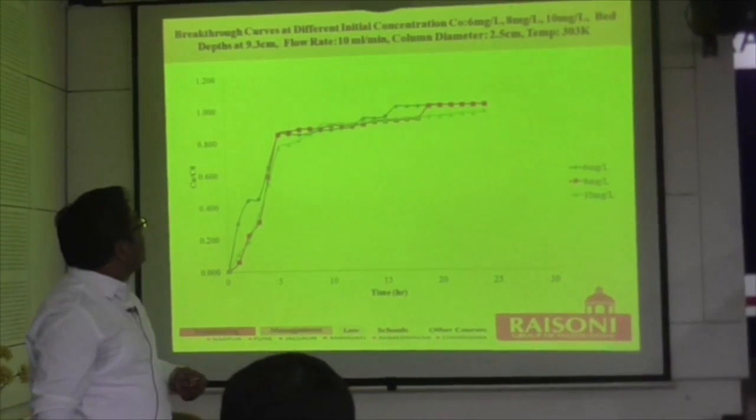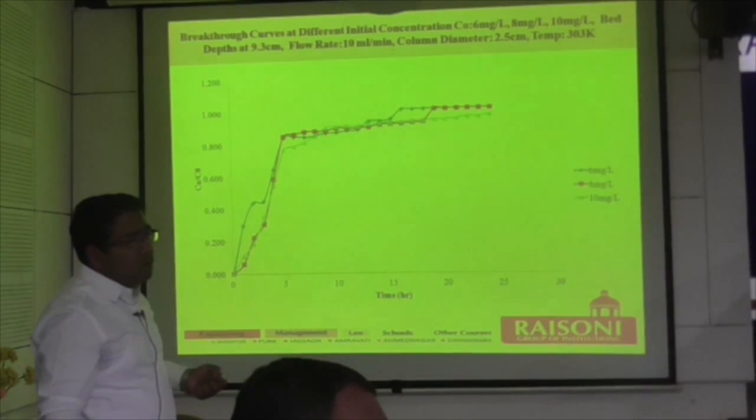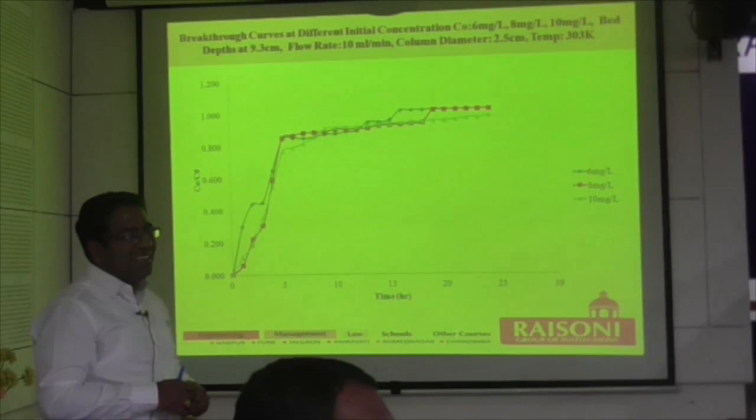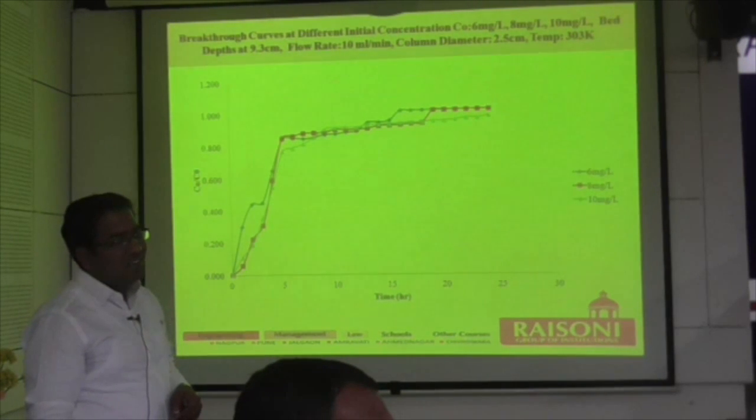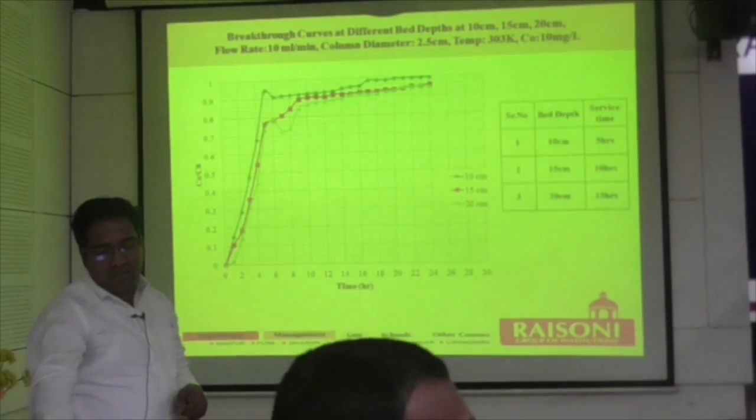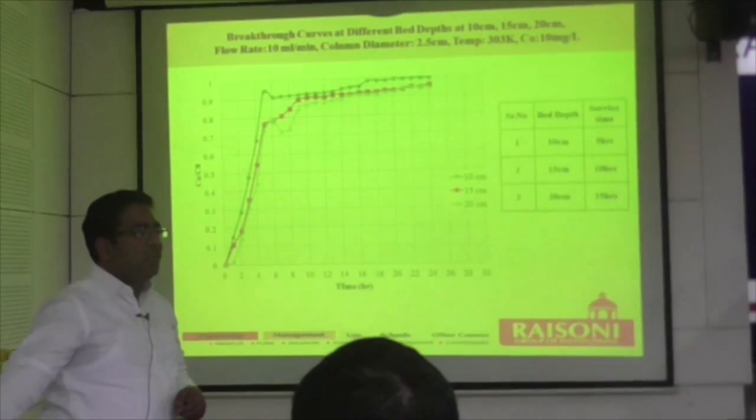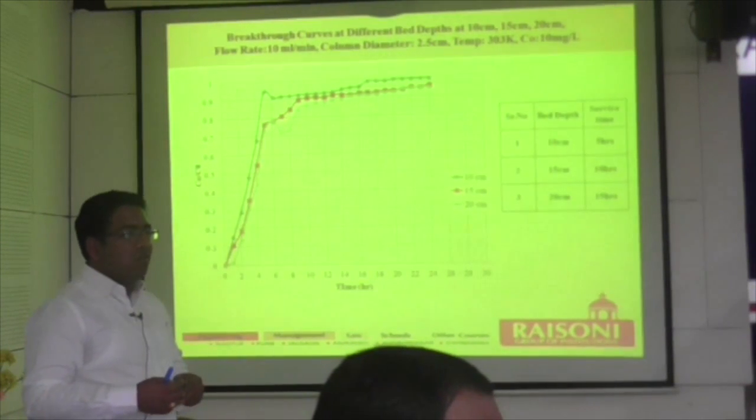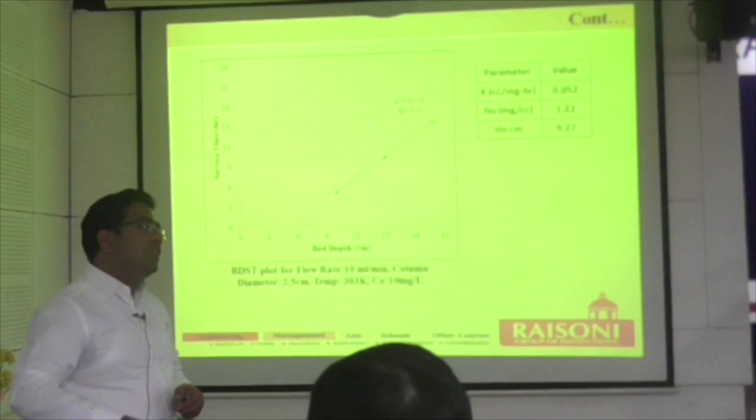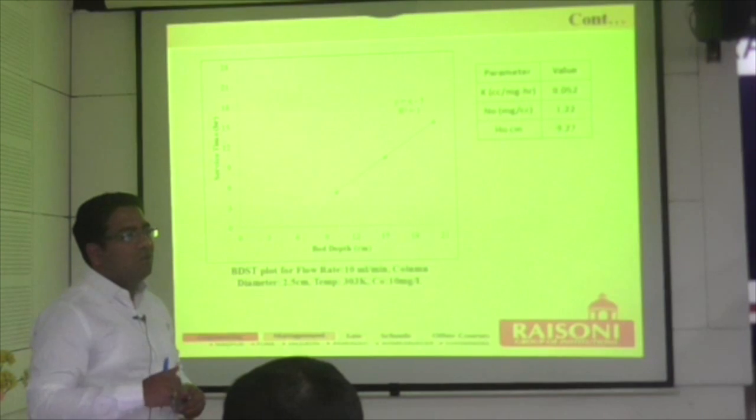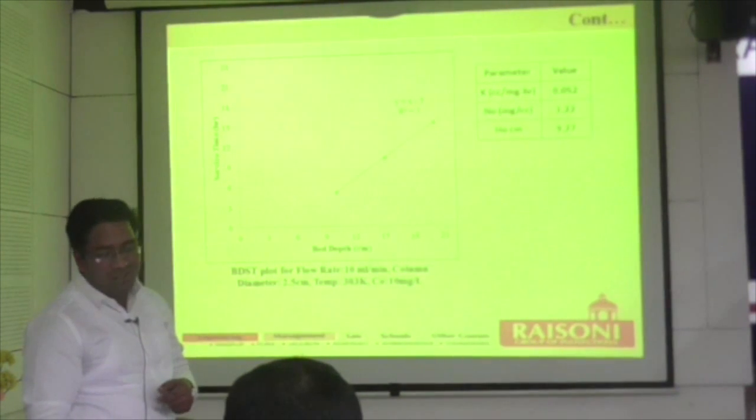Then the breakthrough curve at different initial concentrations. You really cannot say optimum height. You are telling me the larger the height, the larger the removal. Go to the previous slide. If your depth is high, then contact time will be high, naturally. From 3 depths, this height is calculated from this BDST plot. Okay, that's why.